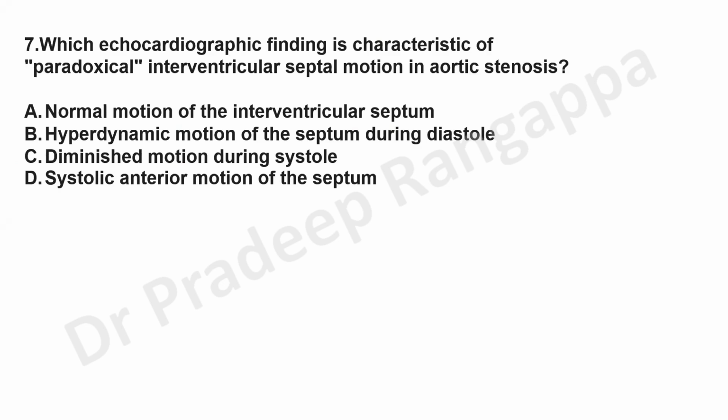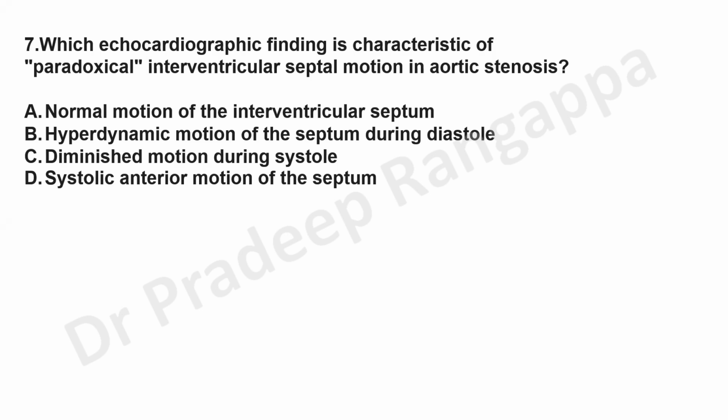Then we go to the last question, a general question to all of my trainees here. Which echocardiographic finding is characteristic of paradoxical interventricular septal motion in aortic stenosis? Is it normal motion of the interventricular septum, hyperdynamic motion of the septum during diastole, diminished motion during systole, or systolic anterior motion of the septum? Come on, guys. Think of aortic stenosis. What happens to the interventricular septal motion in severe aortic stenosis?